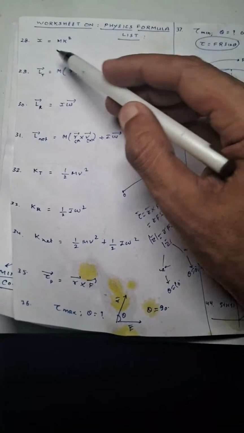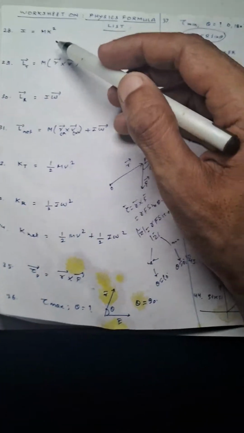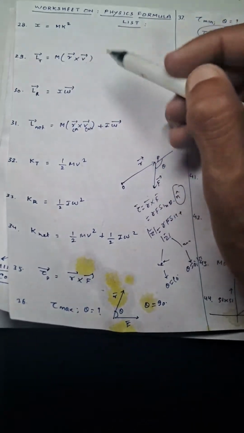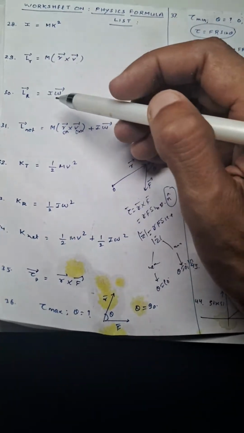Then we have certain other formulas. For example, moment of inertia is equal to m k square. K is called the radius of gyration and m is the mass of the body. For a point mass, angular momentum is m r cross v, and in pure rotational motion for a symmetrical body, angular momentum is I omega.